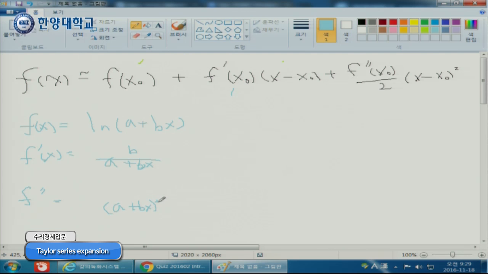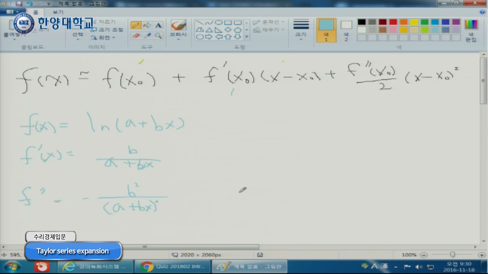square, right? And then b square minus 2, right? So we are done. You can plug this one over there, x0, and then we are done. And it's not difficult. Any question?